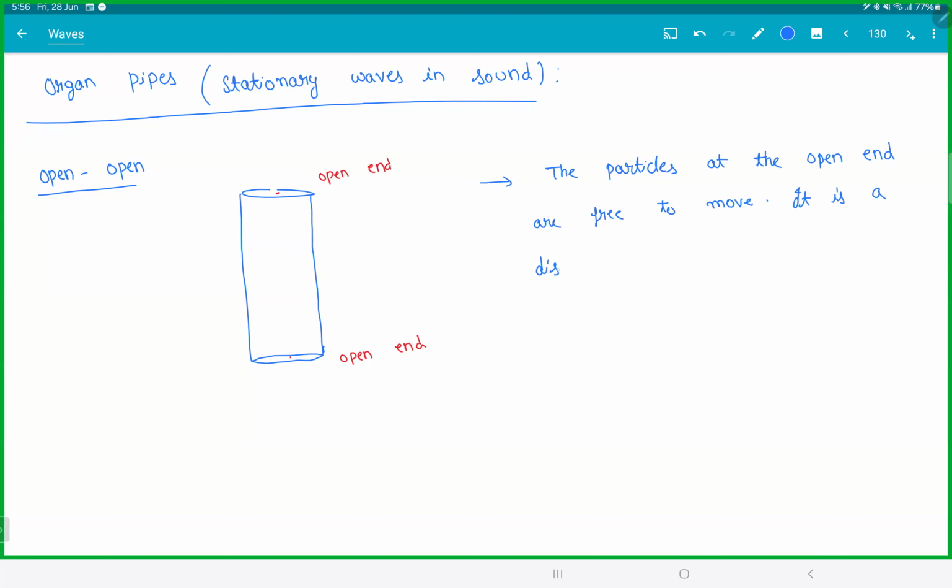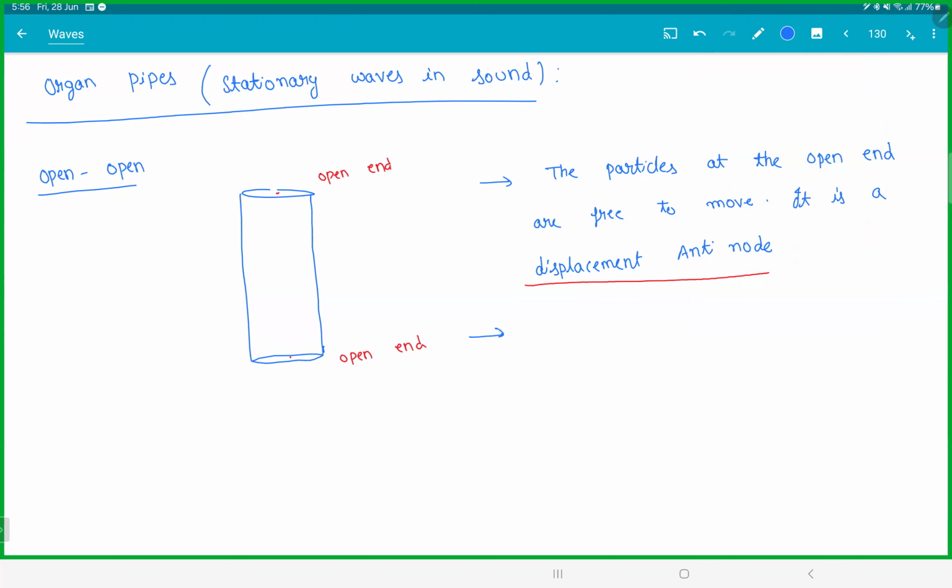Now you have to be careful here because you can study sound waves in terms of displacement and pressure. Things get a little messed up. We didn't have this confusion in case of our strings. So this point can be a displacement antinode. If you study in terms of displacement, the open end is an antinode.